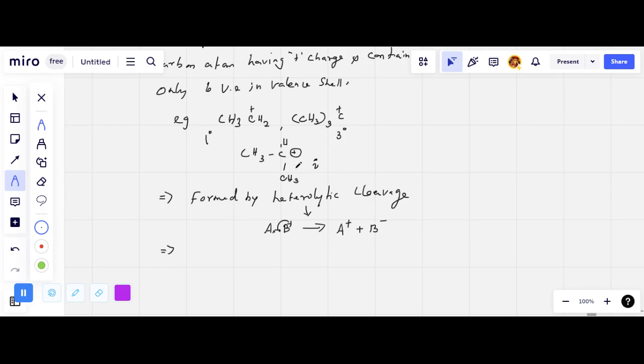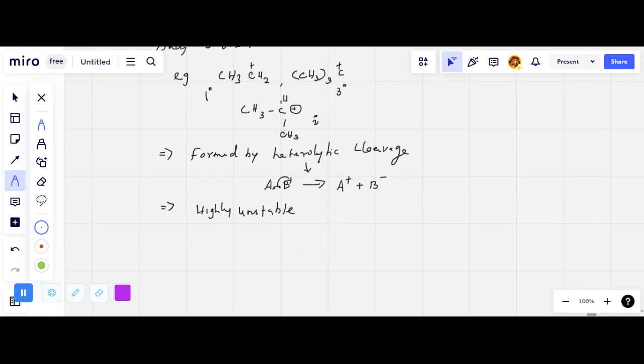It may be a primary, secondary, or tertiary carbocation, and it is highly unstable. So during the reaction, it may have a shorter life, and the carbocation exists only for a short duration. So it's highly unstable. And the next one is the group directly attached to the positively charged carbon.